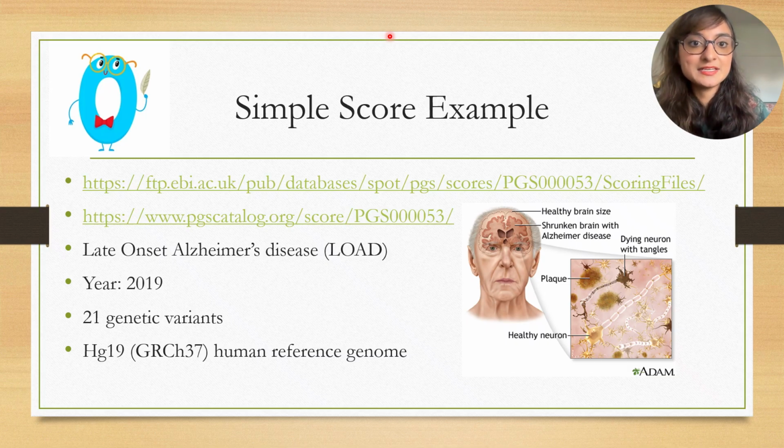in older adults. So it's a brain disease that causes memory loss, cognitive decline, and behavioral changes. So Alzheimer's disease has two main forms. Early onset, which is like when you're younger than 65 years, it's usually rare, and it's caused by strong mutations in specific genes like APP, PSEN1, PSEN2. And what we're focusing on here is late onset Alzheimer's disease, or LOAD. It's the most common form of Alzheimer's disease, usually after age 65.